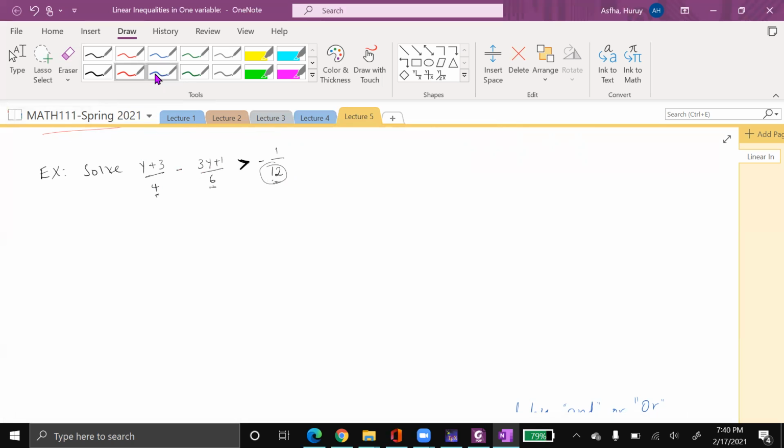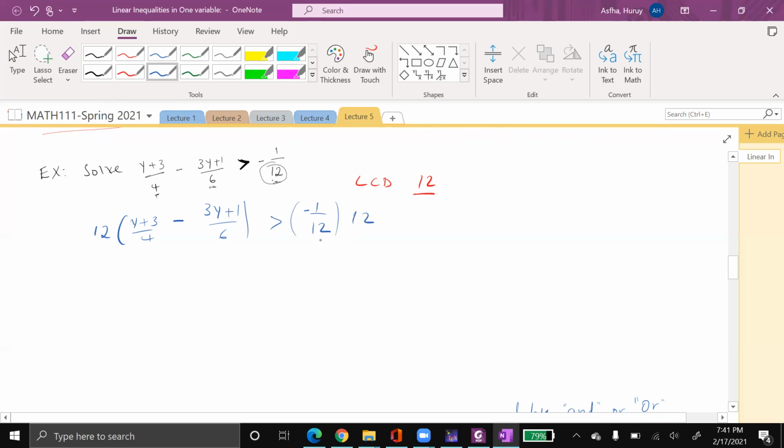All right. Now here, LCD is 12. Therefore, I will multiply both sides by 12. So we have 12 times (y + 3)/4 minus (3y + 1)/6 greater than -1/12. And of course, I have to multiply this by 12 as well. We multiply both sides by the same number.